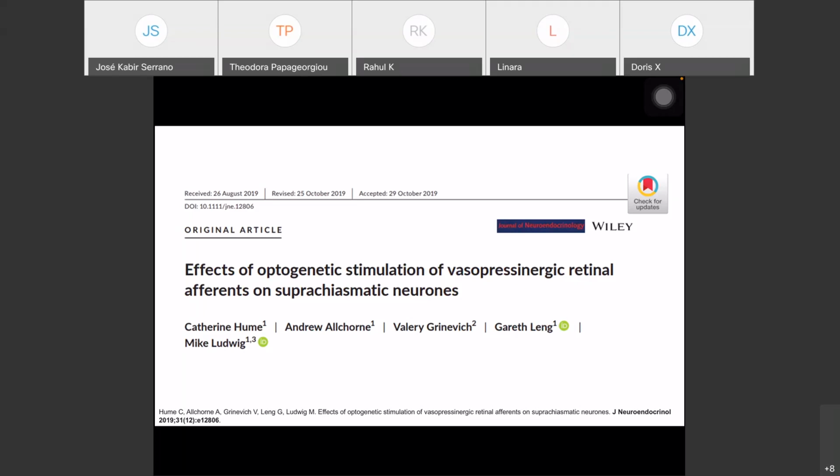In the present study, the authors used optogenetics to selectively activate the vasopressinergic retinal ganglion cells axons in the suprachiasmatic nucleus, measured the influence of this on the electrical activity of the suprachiasmatic nucleus core neurons, and investigated the effects of a V1A receptor antagonist on evoked responses.